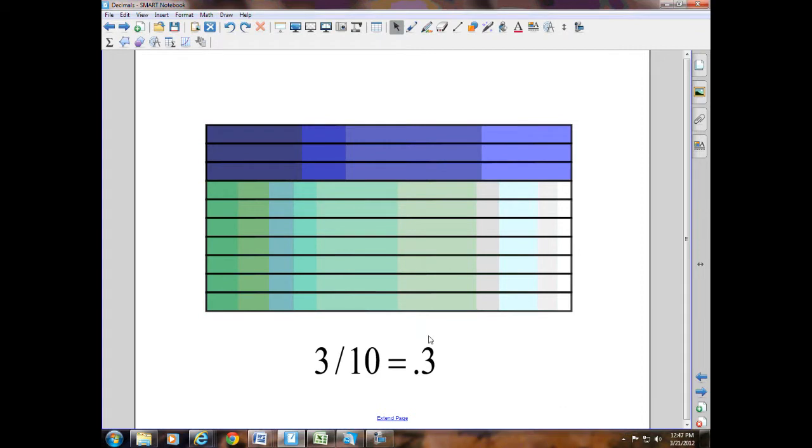Let's take a look at this picture and show the relationship between the fraction and the decimal. We have 10 pieces here, and the blue is representing 3 of those 10 pieces, so we have 3 tenths. We can also express that as a decimal with 0.3. That also means 3 tenths.